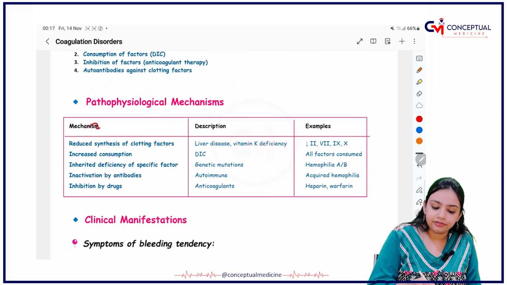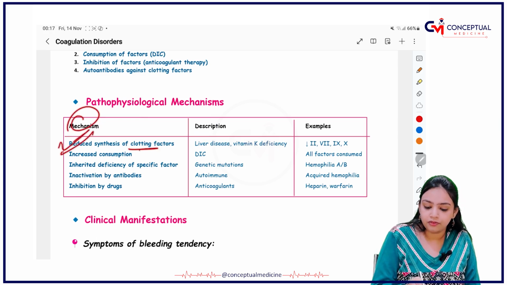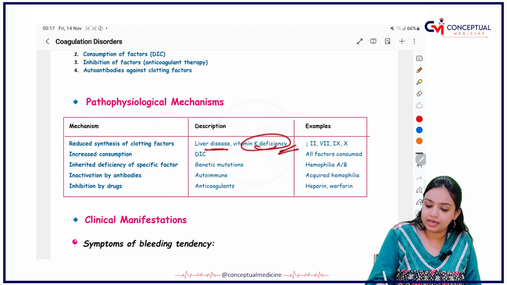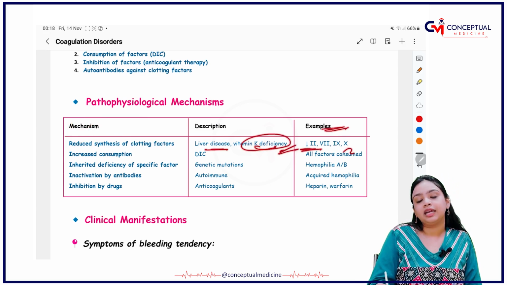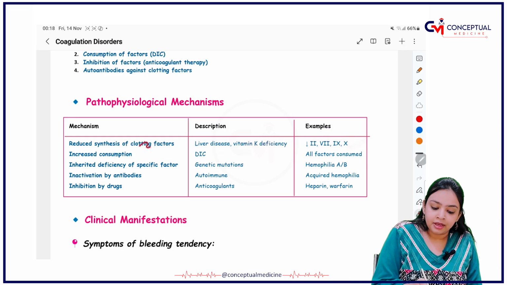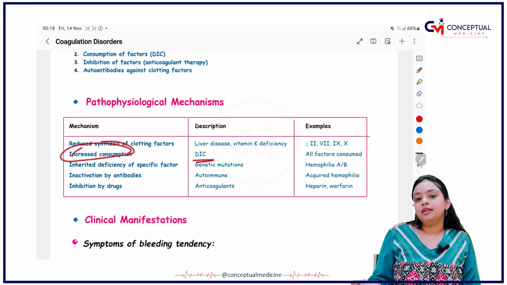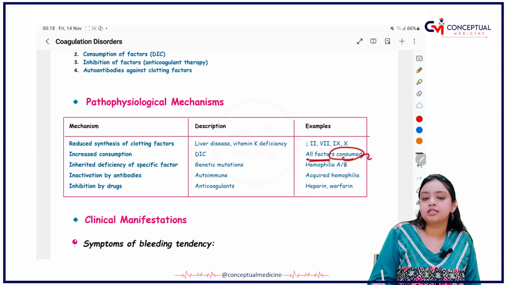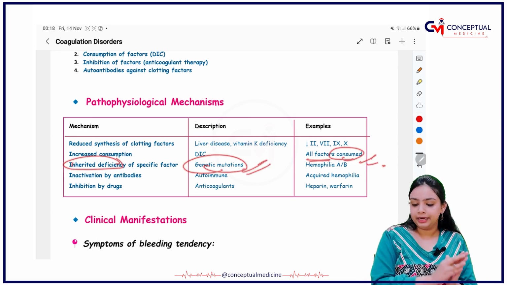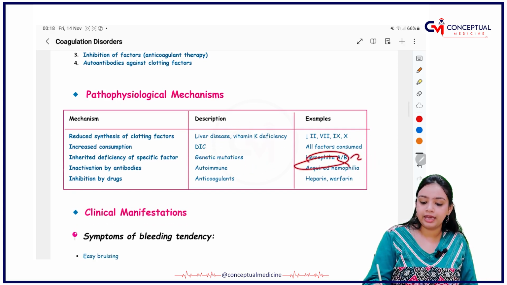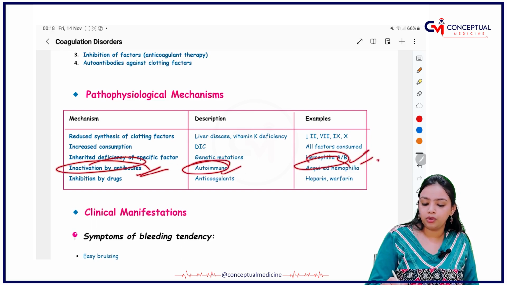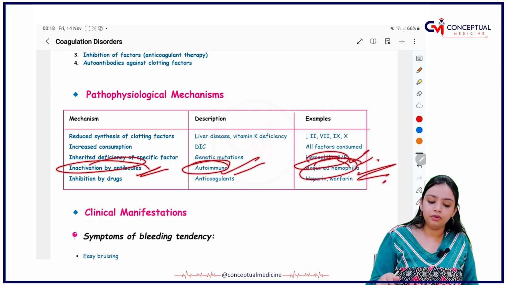Now the pathophysiological mechanisms. First, there is reduced synthesis of clotting factors. This happens in liver disease and vitamin K deficiency, for example when there is a decrease in factors 2, 7, 9, and 10. Increased consumption is seen in DIC, where all factors are consumed. Inherited deficiency is due to genetic mutation, and examples are hemophilia A and B. Inactivation by antibodies is seen in the autoimmune system, and there is acquired hemophilia.